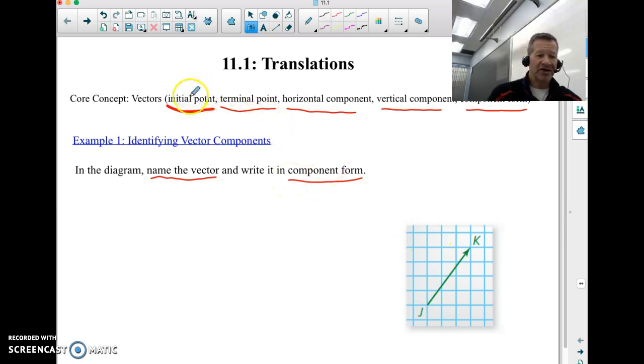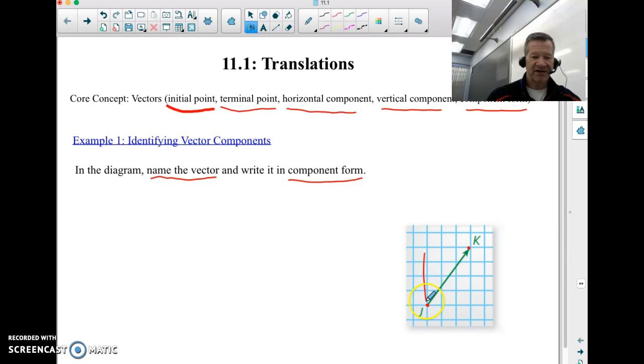In order to name a vector and write it in component form, I need to know where the initial point is. Initial point means starting point. Where does it start? So this one, the initial point is J, where the endpoint of the ray is. And where the arrowhead is, that is called the terminal point.